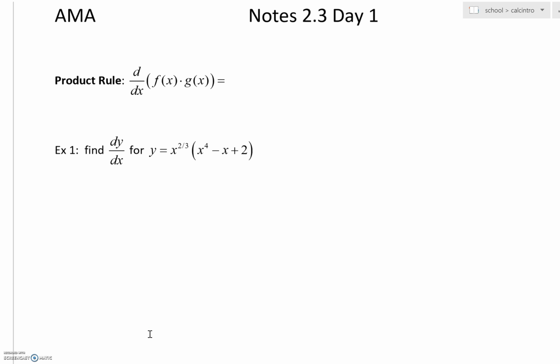AMA Lesson 2.3, Day 1. Today we're going to learn how to take derivatives, but where we're going to be using two very special rules. The first one is the product rule.